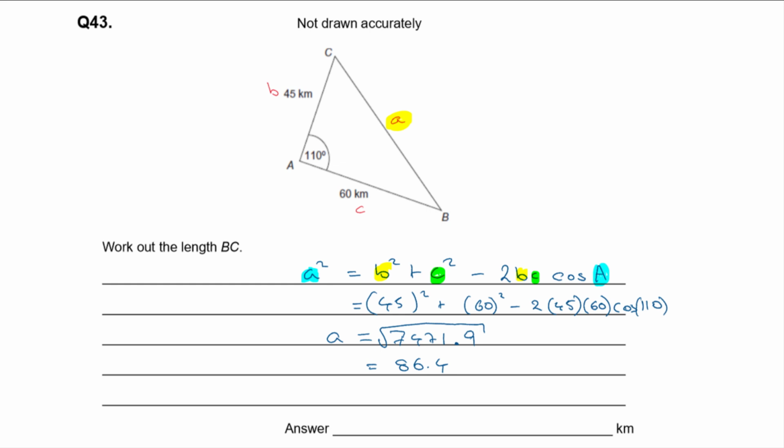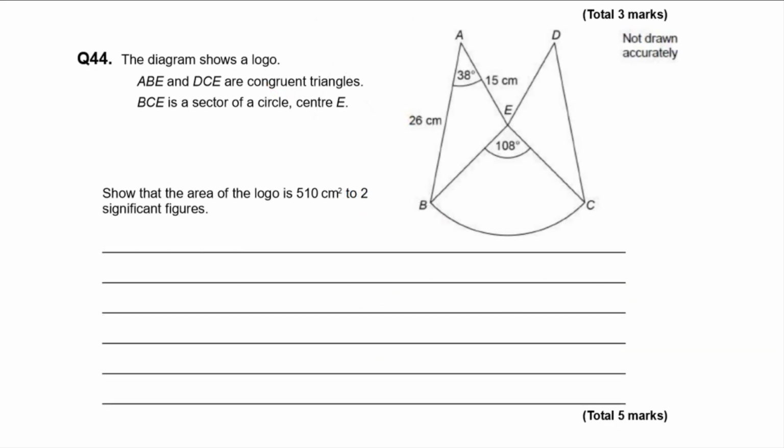I think 86.4 looks fairly decent in that triangle, doesn't it? Because it's clearly the longest side because it's opposite that obtuse angle. 45 and 60 and 86 doesn't look dreadful. I think that looks all right. I'm going to stick with that. 86.4.